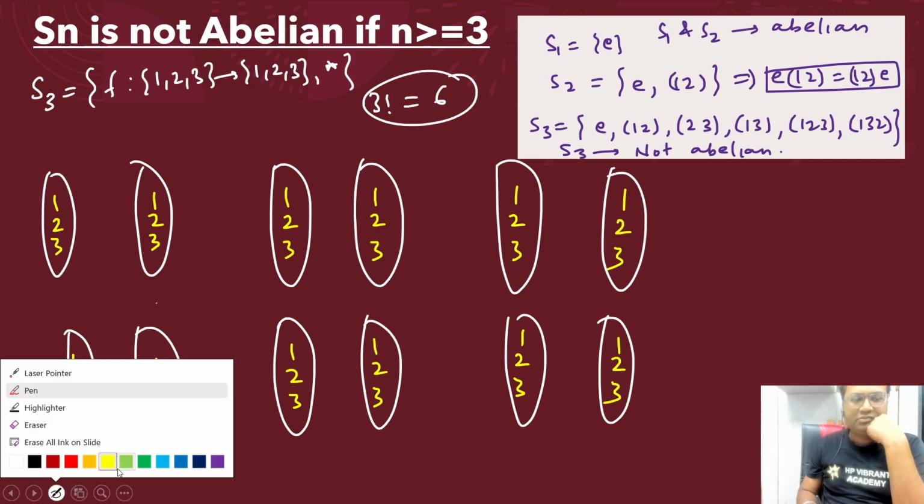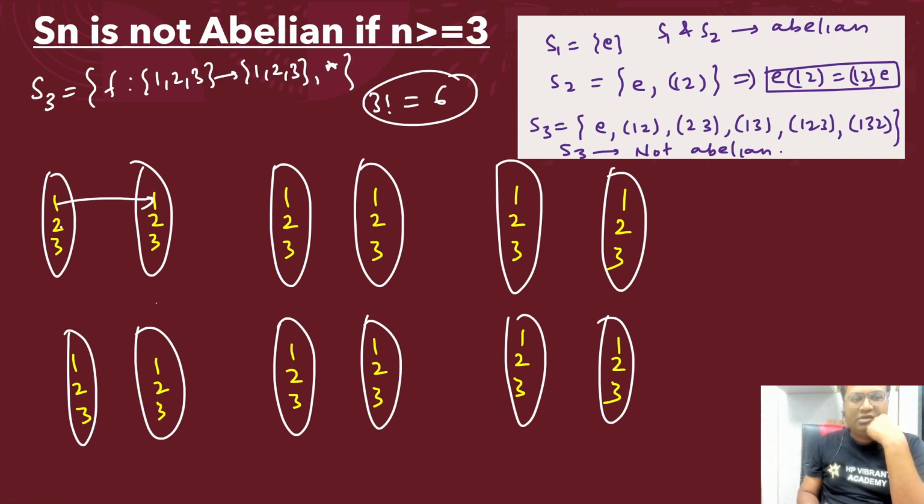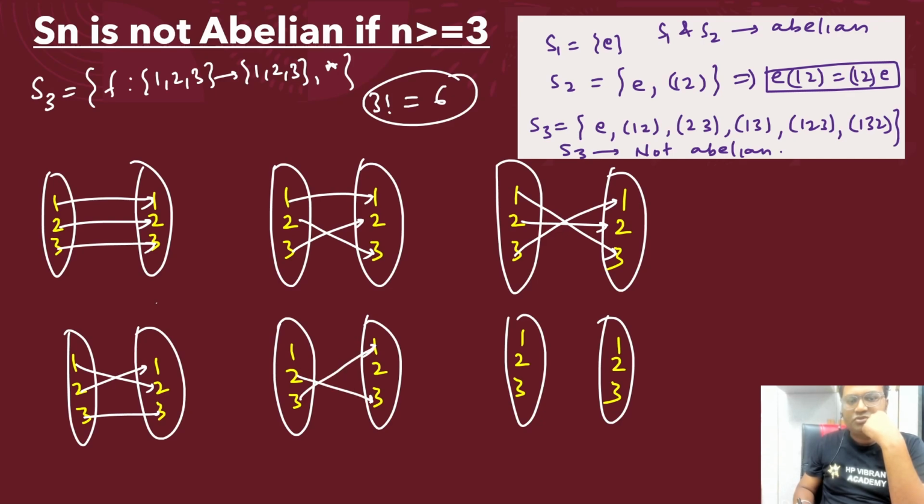Let us do the mapping. The first one is the identity: 1 goes to 1, 2 goes to 2, 3 goes to 3. Next, 1 goes to 1, 2 goes to 3, 3 goes to 2. Then 2 goes to 2, 1 goes to 3, 3 goes to 1. Then 3 goes to 3, 1 goes to 2, 2 goes to 1. Then 3 goes to 1, 2 goes to 3, 1 goes to 2. And 2 goes to 1, 1 goes to 3, 3 goes to 2.